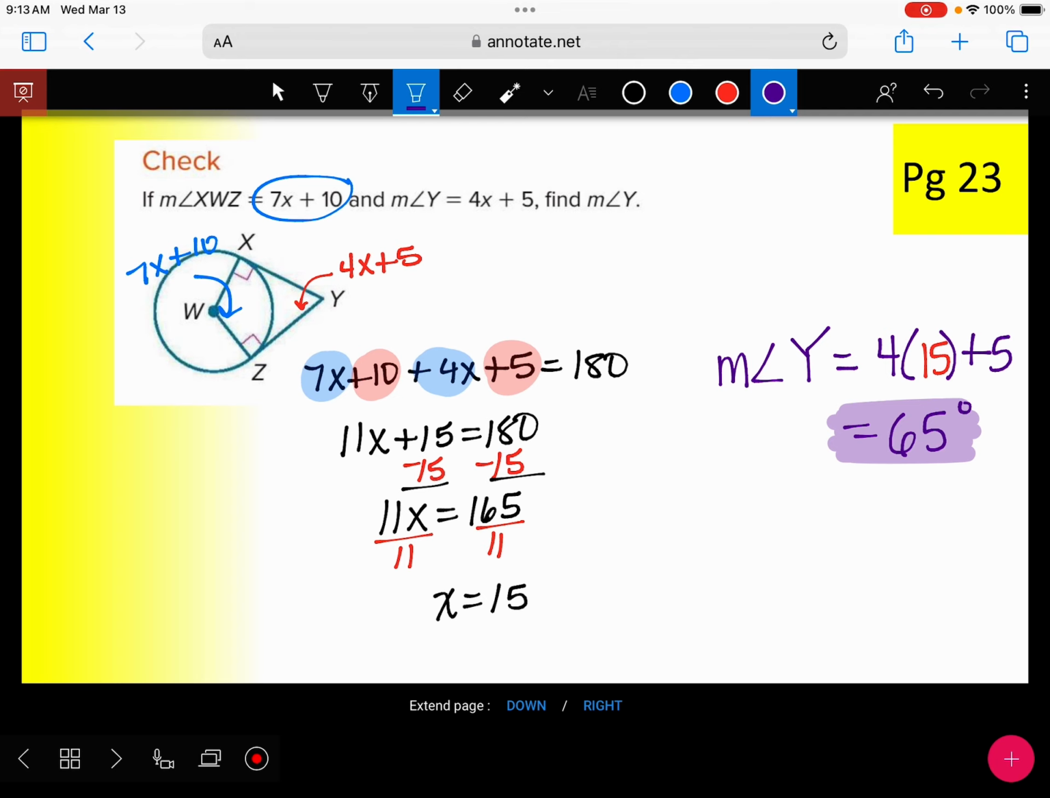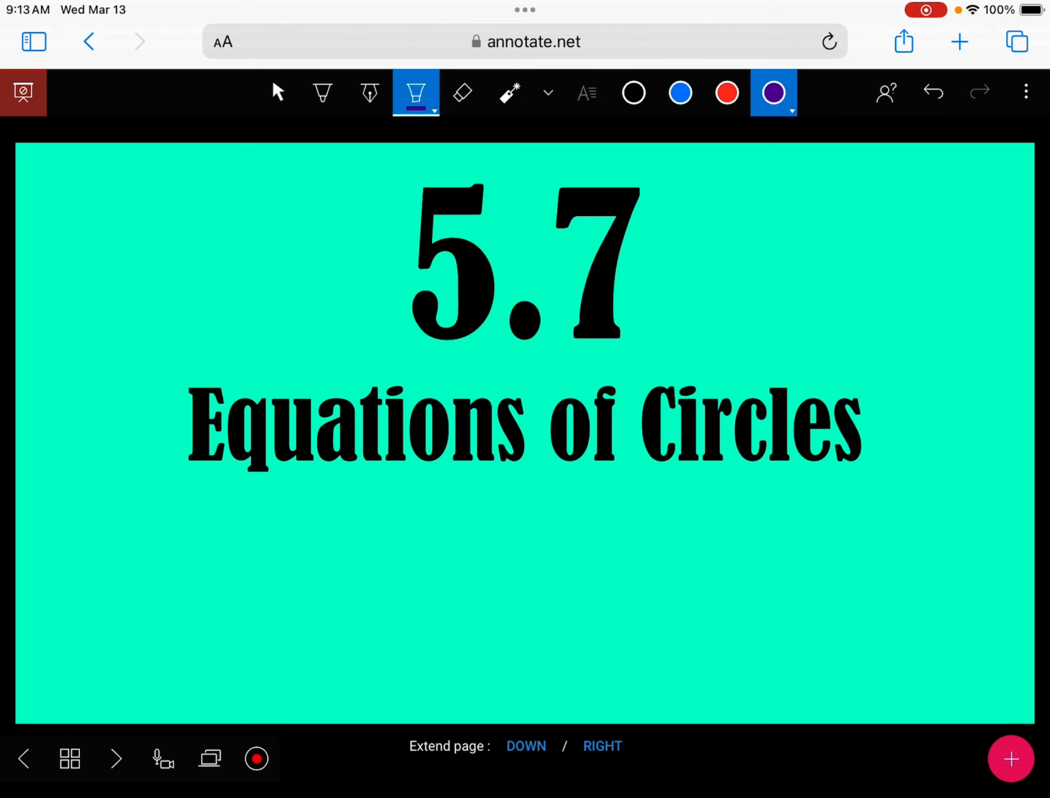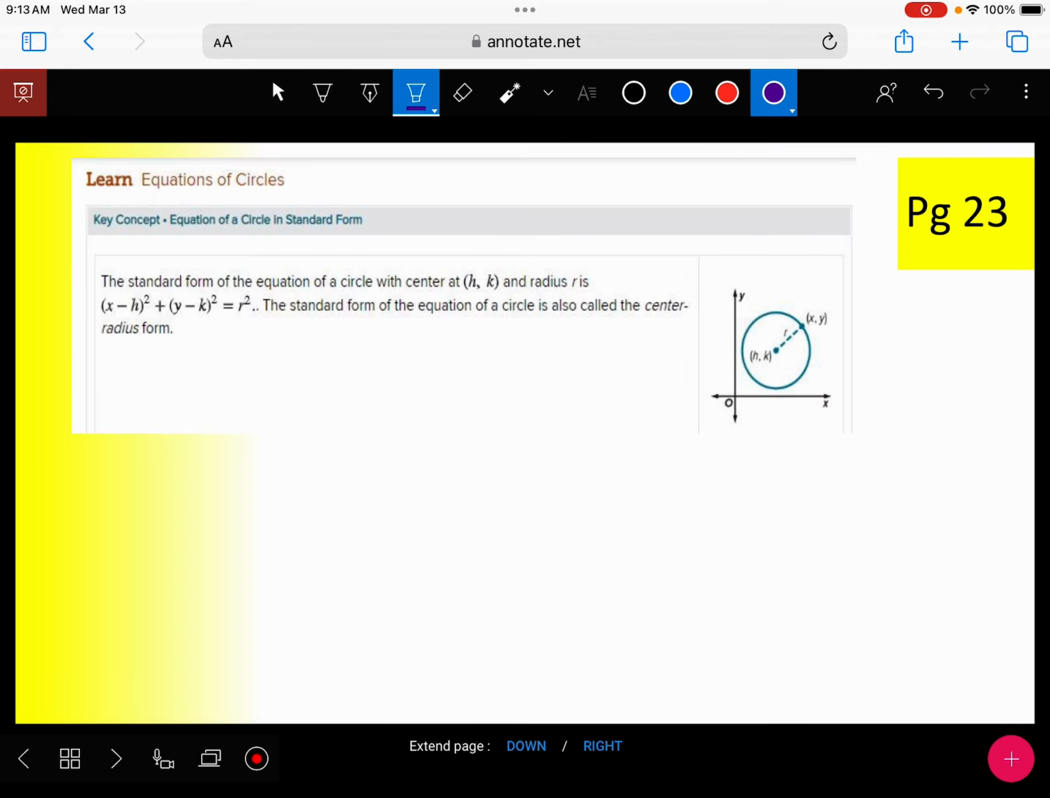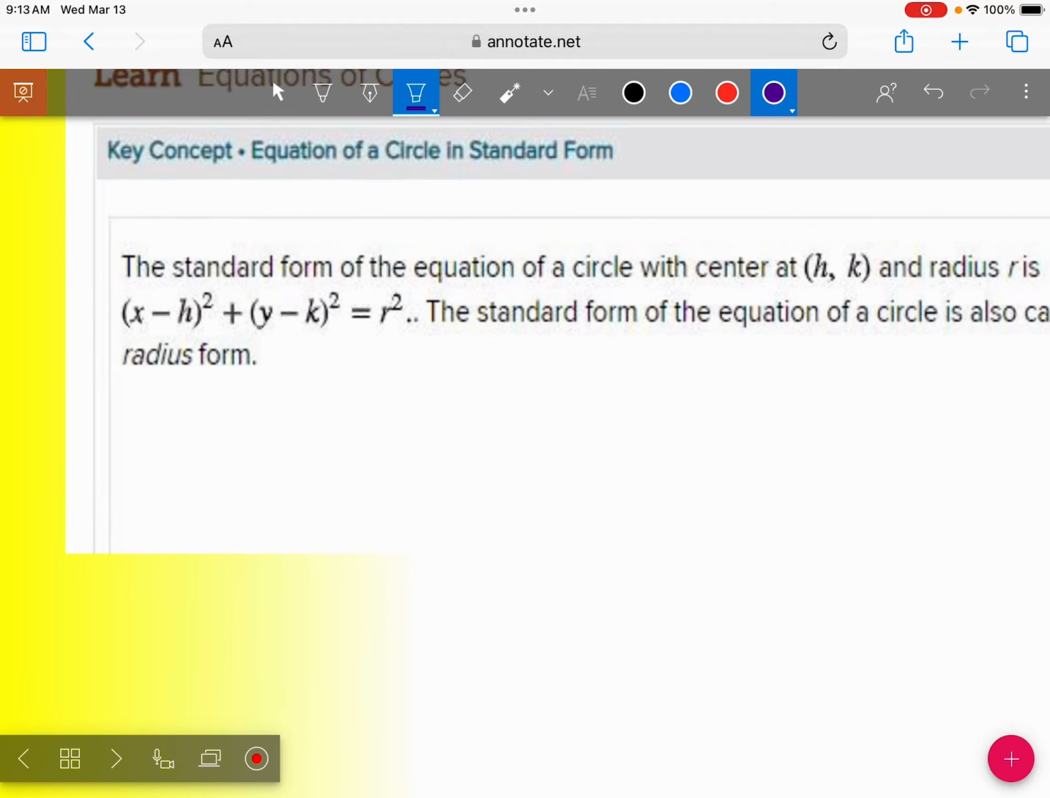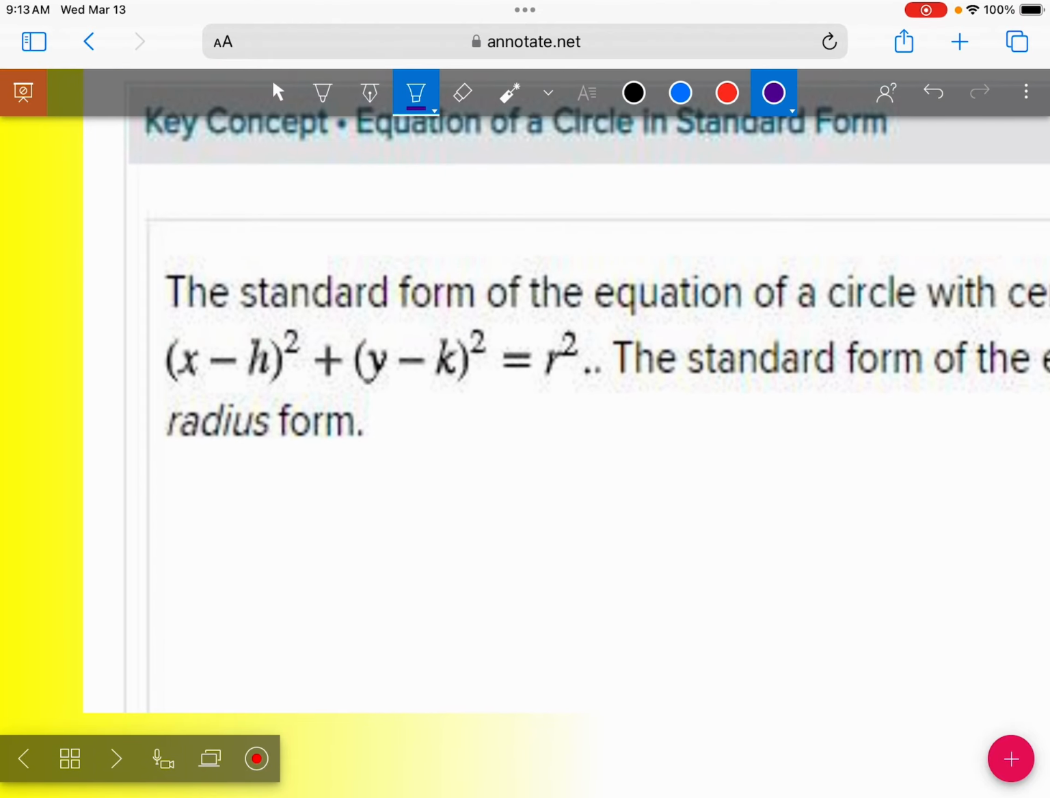The last thing we're going to talk about, on our last page, is graphing a circle and writing an equation of a circle. So equations of a circle, which is 5.7. The main thing to keep in mind is this right here. Go ahead and circle, or underline and highlight, this. This is the equation of a circle.